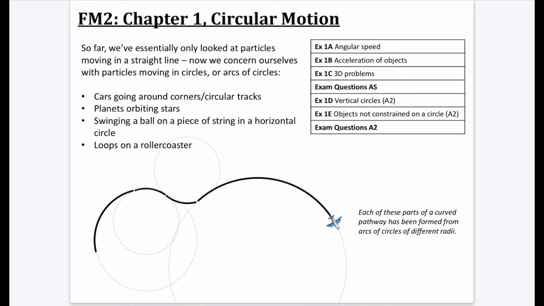Now, it's worth noting that Chapter 1 is going to be split into two different parts. The first 3 exercises are all horizontal circles, and that's in AS, and I'll do some AS questions after that. Then the last 2 exercises are about vertical circles, so things moving around vertically rather than in a horizontal plane. They are quite different to the first half of this chapter, so you can expect a big distinction between A, B, C and then D, E.